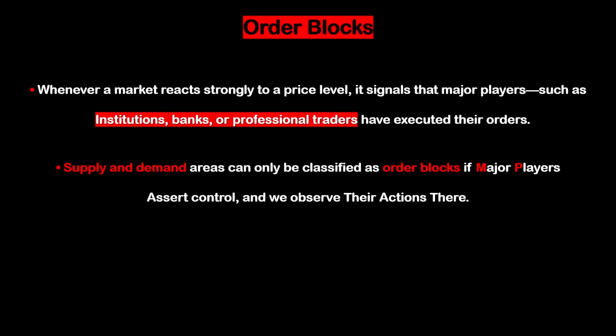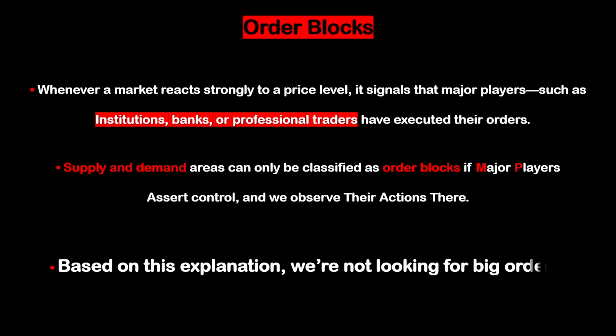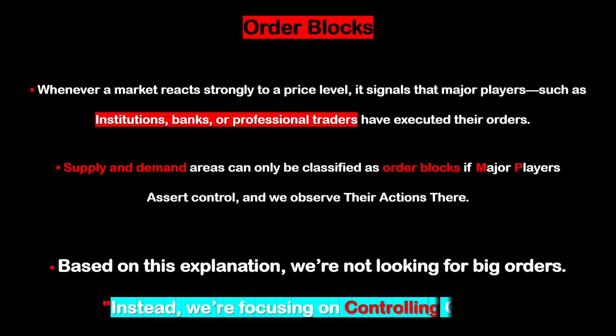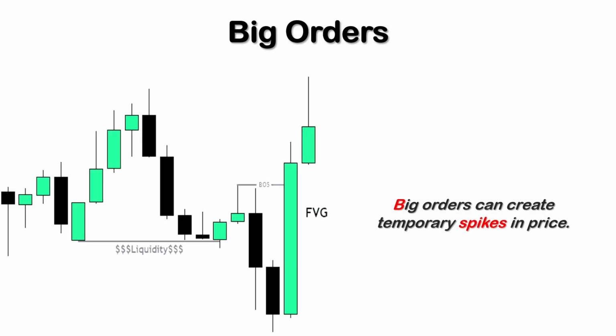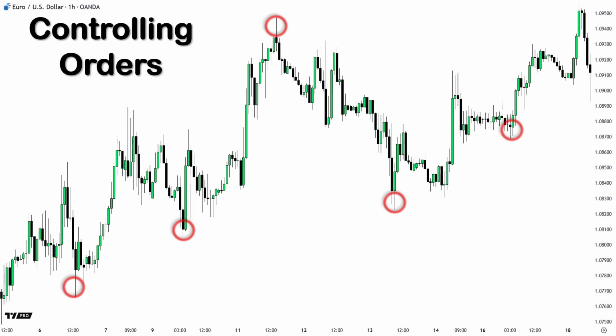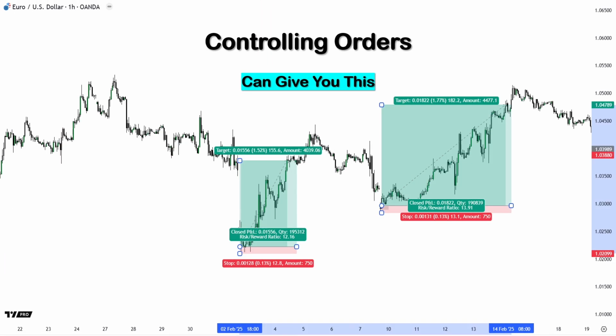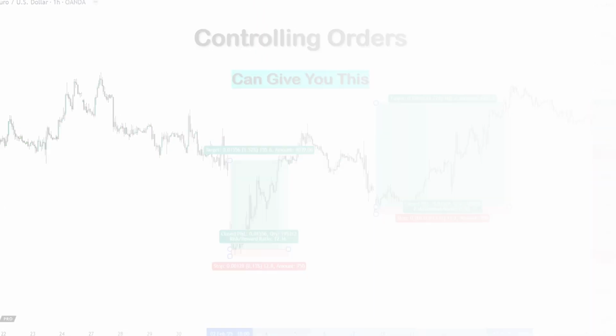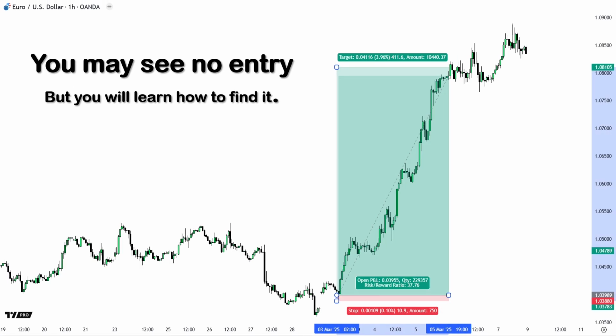If you're paying attention, you'll notice something important. Based on this explanation, we're not looking for big orders. Instead, we're focusing on controlling orders. Big orders can create temporary spikes in price, but controlling orders dictate the trend. And if we can spot where institutions are establishing control, we can trade alongside them, not behind them.